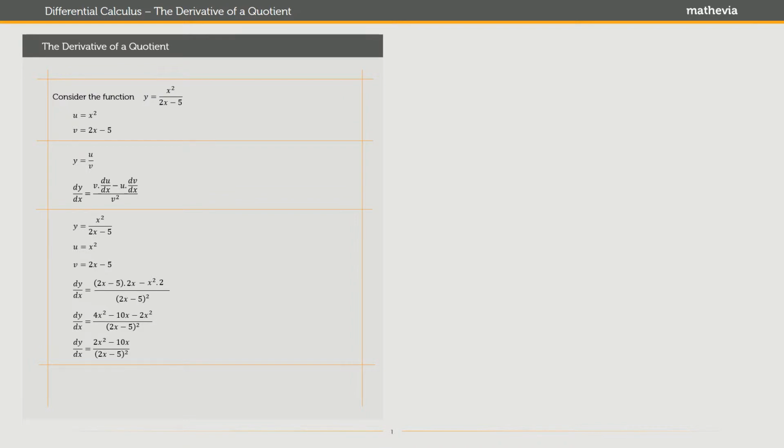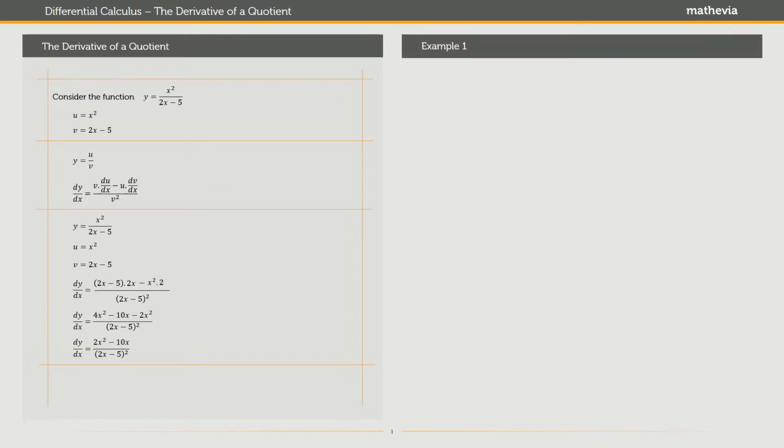Now let's go ahead and solve a few examples. So I have an example here, example 1, and example 1 says if y equals 3x squared plus 7x divided by x plus 1, find dy/dx.